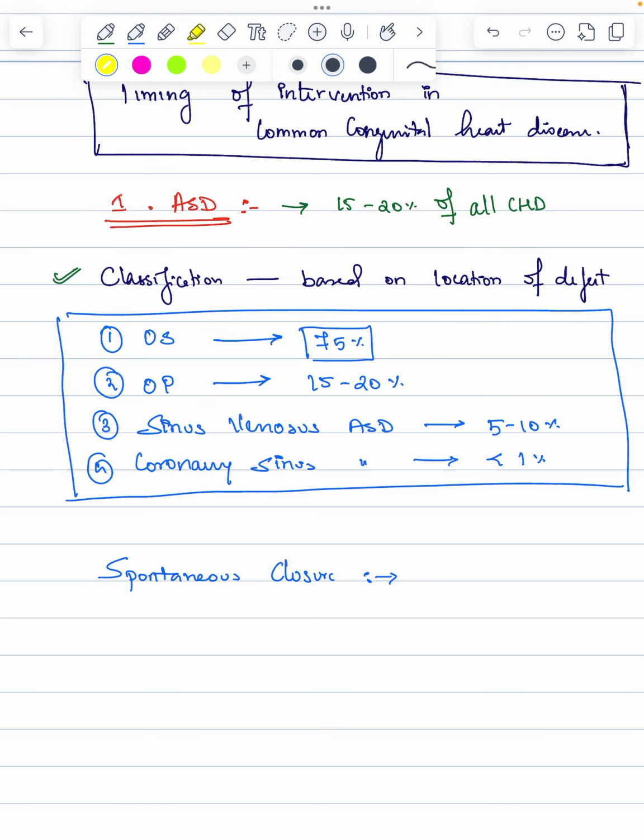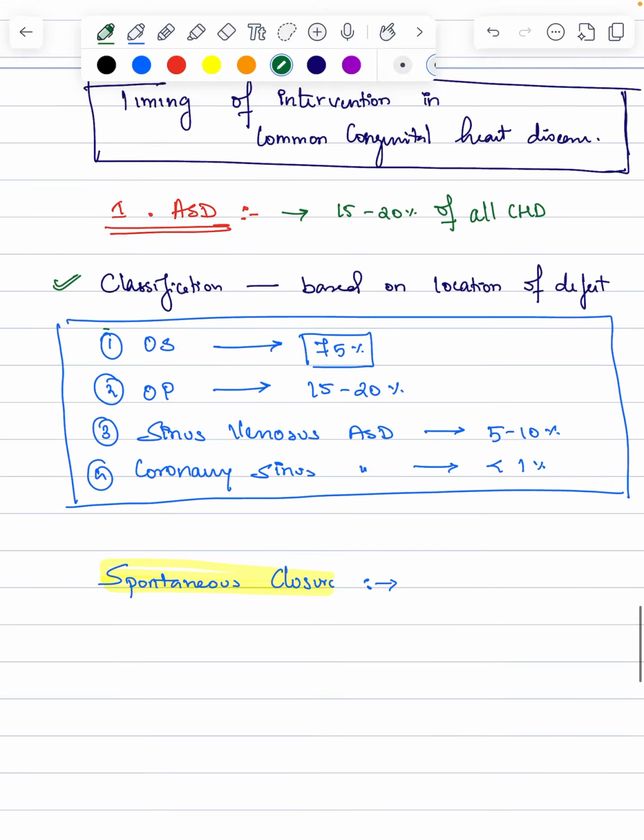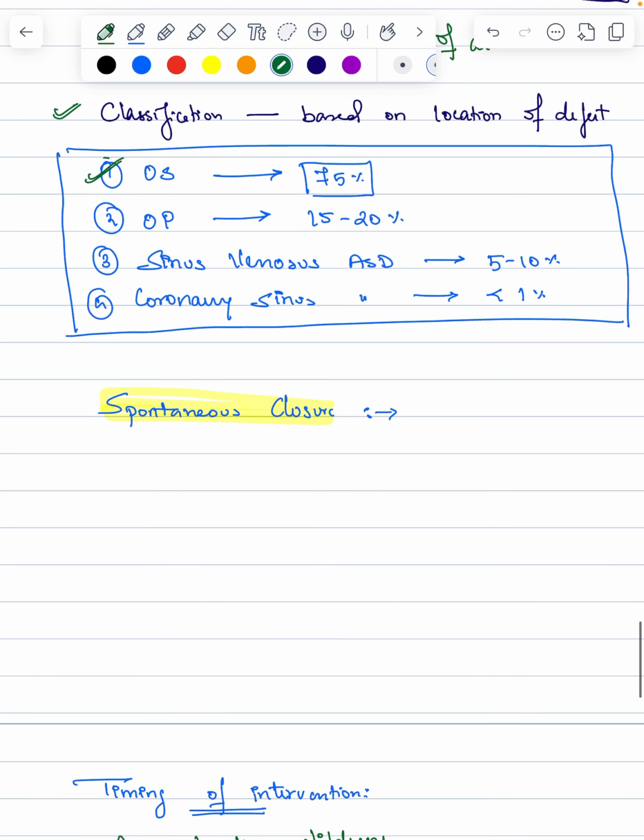So what is the time period of spontaneous closure? Some ASDs will have a spontaneous closure. So till how long can you wait, and under what conditions can you wait for a spontaneous closure? Spontaneous closure will occur only in ostium secundum ASD, right? That too, an ostium secundum ASD measuring less than 5 millimeter at birth will go in for a spontaneous closure.